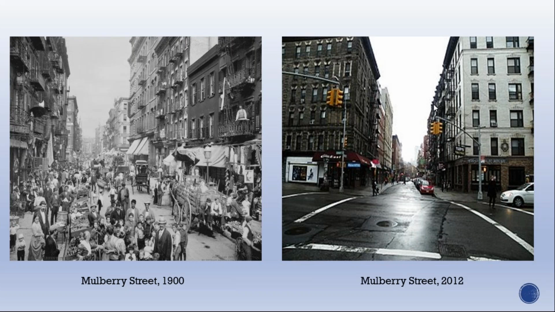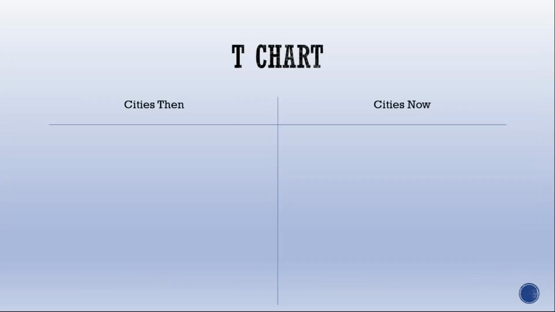Or even if you're studying two different places, you could have a painting from two different places and use that same skill. A T-chart works great for that. And I think most of you are probably familiar with that. Cities then, cities now. What do we see in one photo? What do we see in the other?